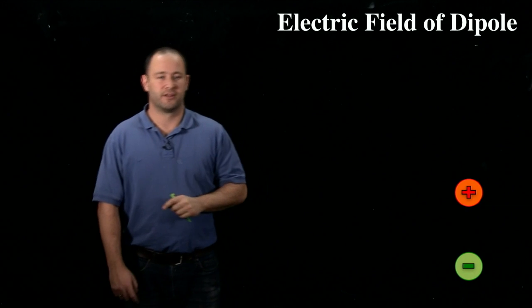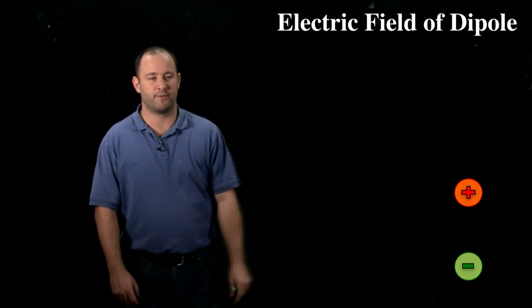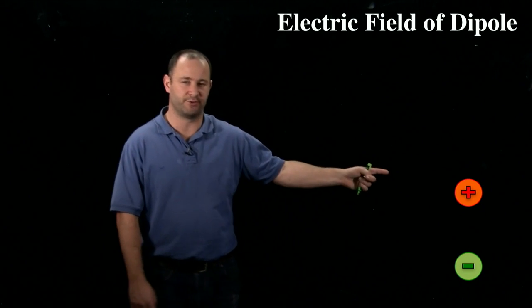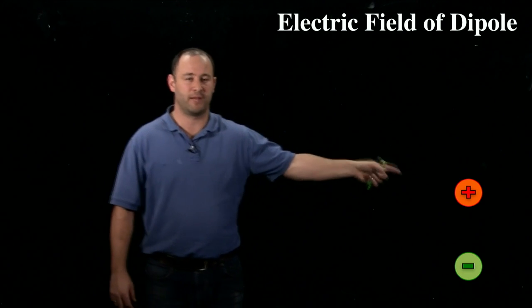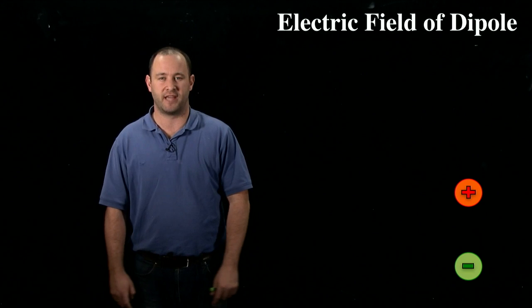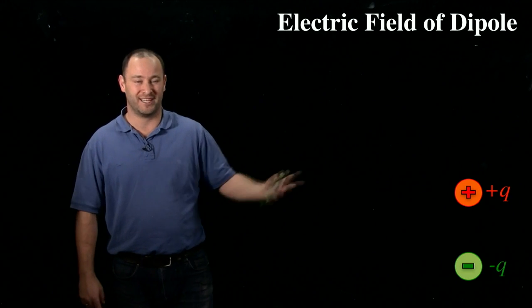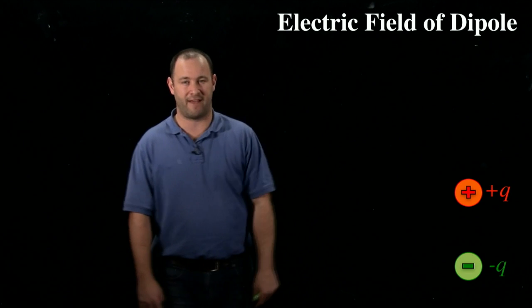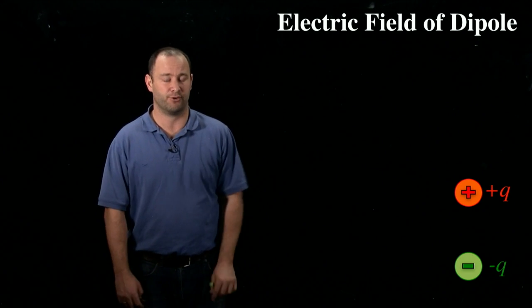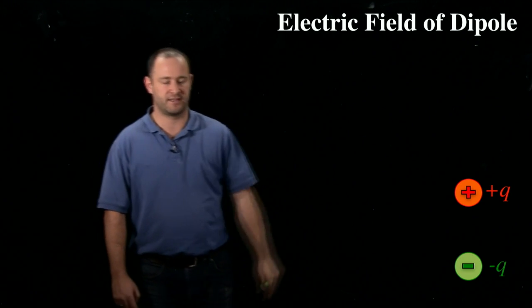So let's set the situation up. Here is my little dipole. I've got a plus charge on top, just for the sake of convenience. I've got a negative charge down the bottom. I'm going to give them each a value of charge q, so that clearly they've got the same magnitude of charge, little q, plus on top, minus down the bottom.